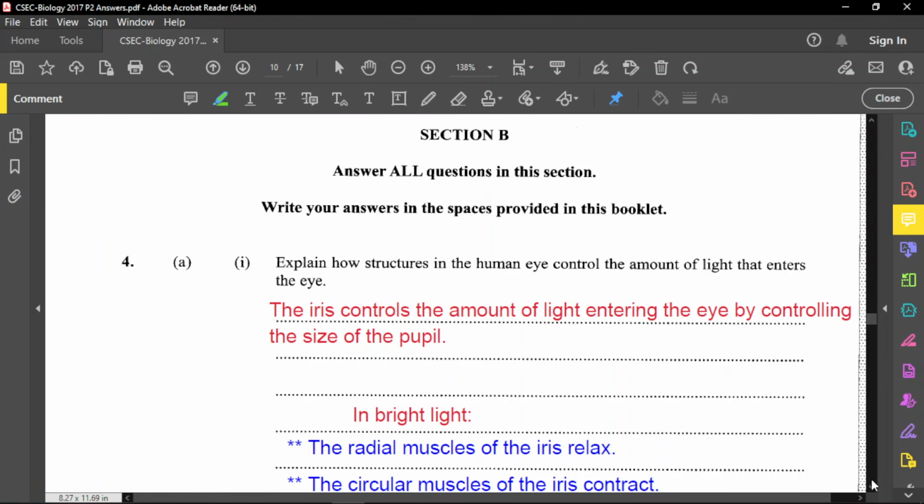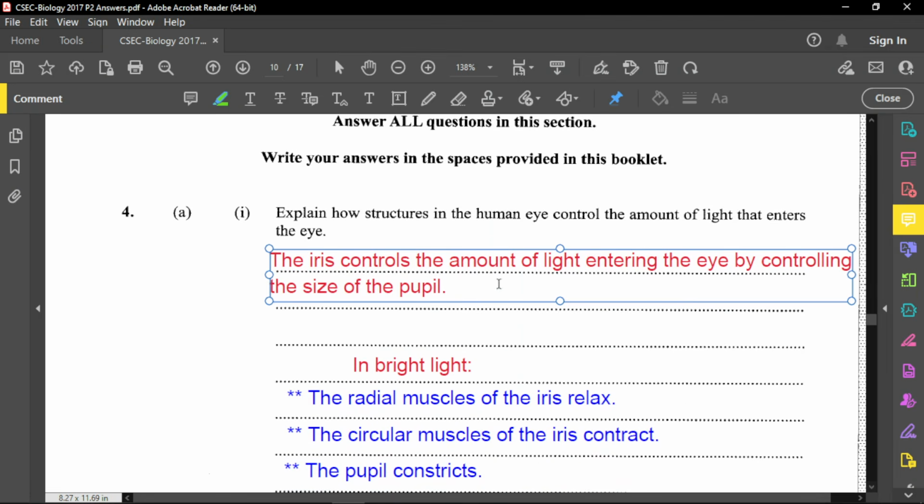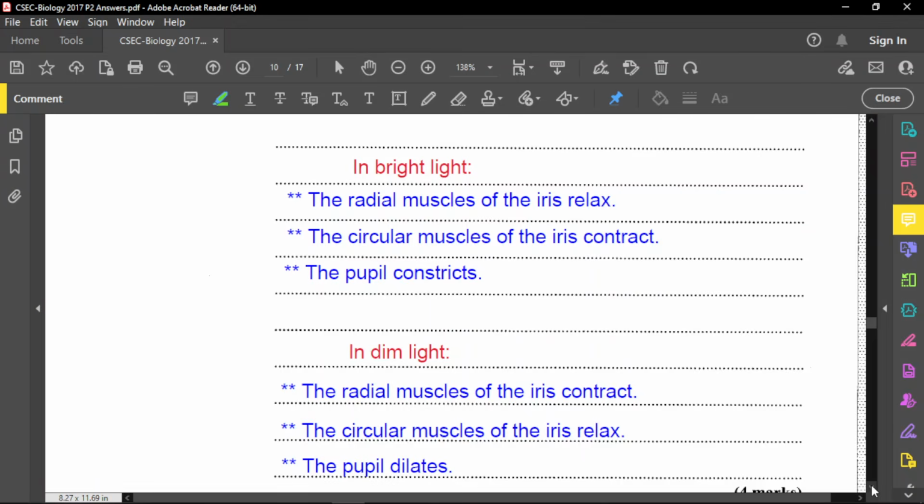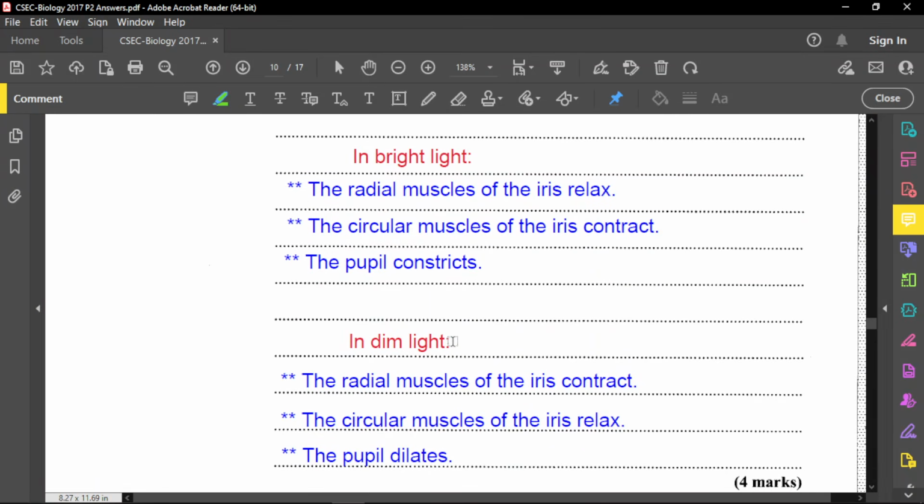Just to make a note, the iris is very important for you to know and understand. The iris controls the amount of light entering the eye by controlling the size of the pupil. The pupil is not a physical structure. It is just a space in the iris. So the movement of the iris, whether contracting or relaxing, is what determines the size of the pupil. I separate them into 2 conditions here, in terms of bright light and dim light.